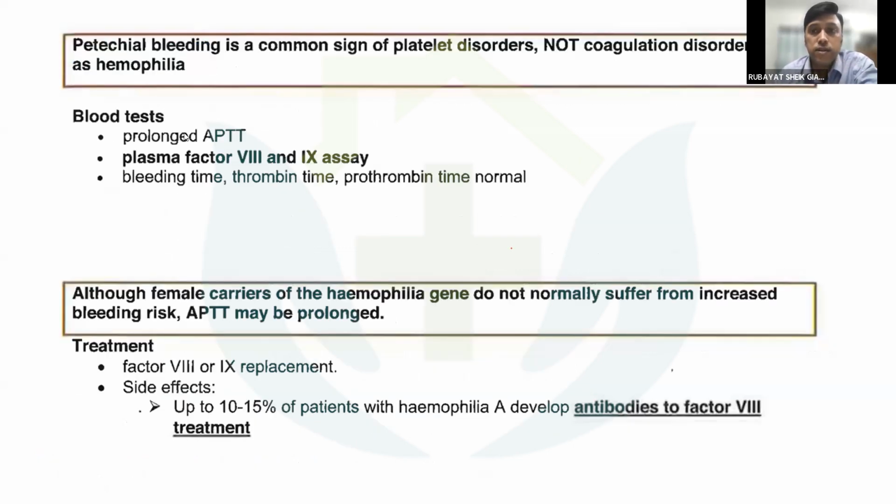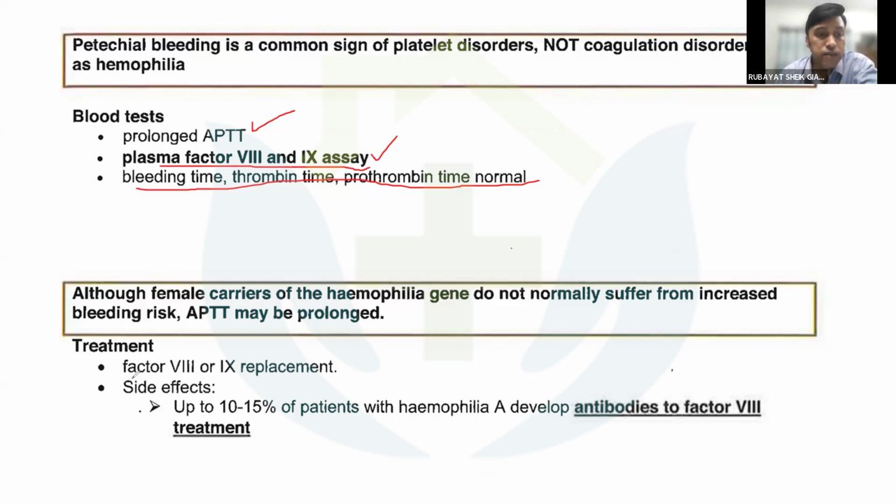So what are the lab results that we will get in hemophilia? I already went through them. I'll just summarize for you. You will get a prolonged APTT, a grossly prolonged APTT. The bleeding time and prothrombin times will be normal. And if you do a factor assay after that, factor 8 or 9 levels will be low, which will point to the diagnosis.